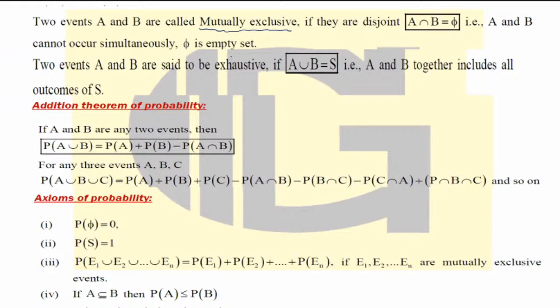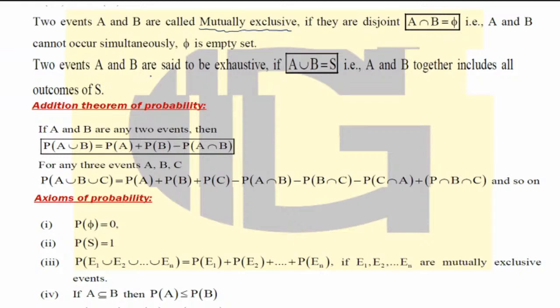For example, throwing a dice once, that is your random experiment. Let event A be getting an odd number. So in the dice game once, what are the odd numbers? 1, 3, 5. Let event B be getting an even number. What are the even numbers on the dice? 2, 4, 6. A intersection B is equal to phi. When you throw a dice, is it possible at a time to get an odd number and an even number? Either you will get an odd number or an even number. That is called mutually exclusive events.